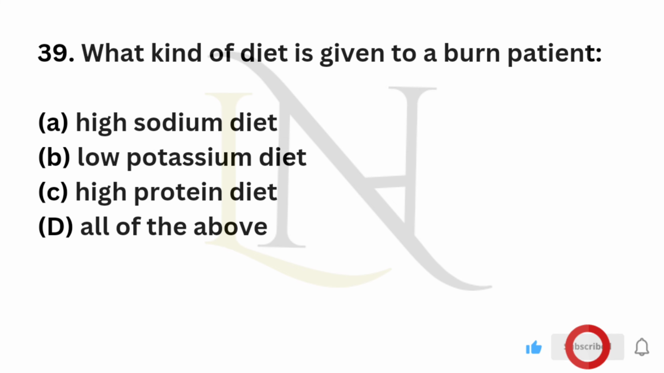What kind of diet is given to a burn patient? Option A, high sodium diet. Option B, low potassium diet. Option C, high protein diet. Option D, all of the above. Correct answer: Option D, all of the above is correct answer. So, in burn patients, we will give high sodium diet, low potassium diet and high protein diet. Next MCQ.